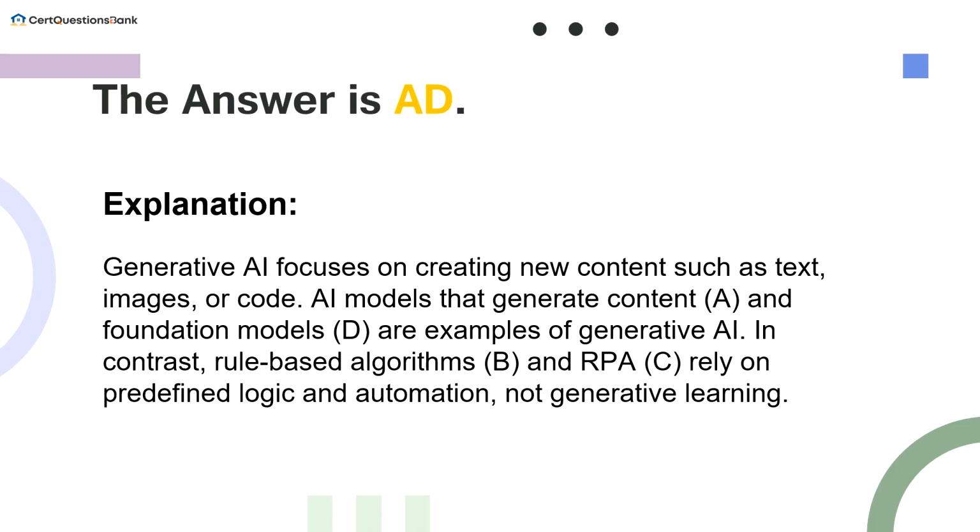Generative AI focuses on creating new content such as text, images, or code. AI models that generate content, A, and foundation models, D, are examples of generative AI. In contrast, rule-based algorithms, B, and RPA, C, rely on predefined logic and automation, not generative learning.